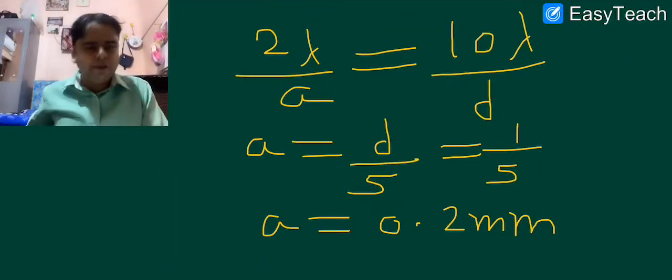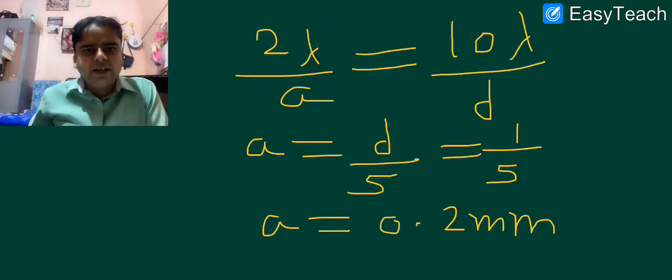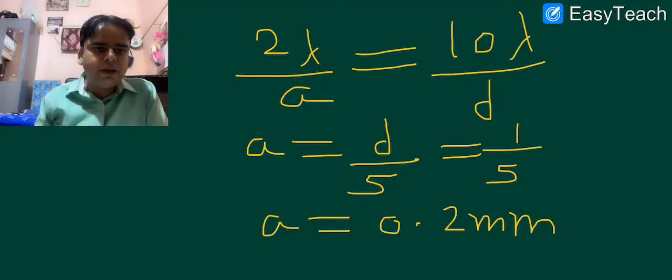Now students, you know that in one diffraction pattern there are 10 interference patterns. Interference patterns always form within the diffraction pattern. Then the angular width of the diffraction pattern, 2 lambda by a, is equal to 10 times the interference pattern width, lambda upon small d. One diffraction pattern is equal to 10 times the interference pattern. Then 2 lambda by a is equal to 10 lambda upon small d. Then after solving, a is equal to d upon 5.